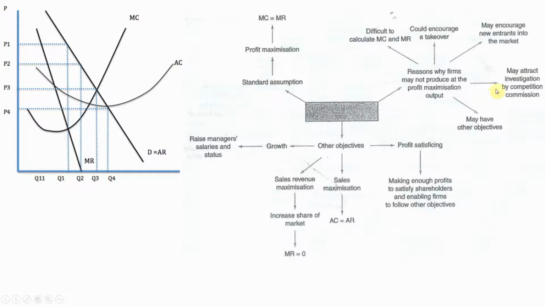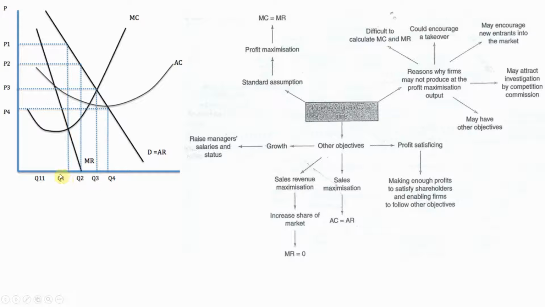The other problem with this one is that it may attract investigation by the Competition Commission. This is about antitrust laws. If you produce a quantity where marginal revenue equals marginal cost, you produce the second smallest amount, only up to Q11.